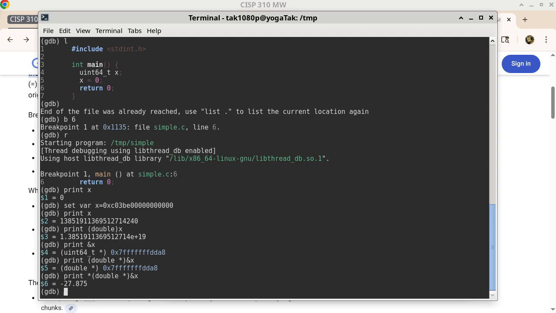Correct. Yeah, how you stack it. But if you don't do the cast to the address, there's actually no way to interpret this bit pattern into a double.